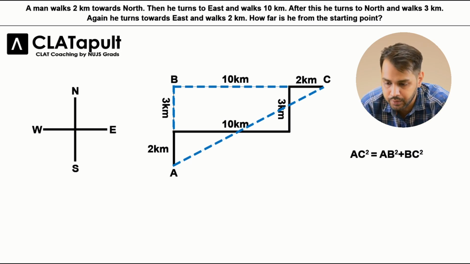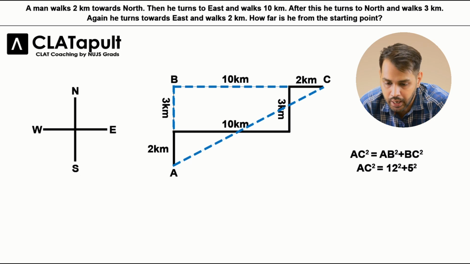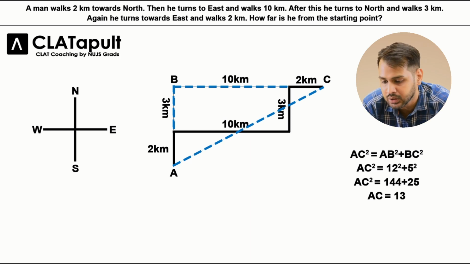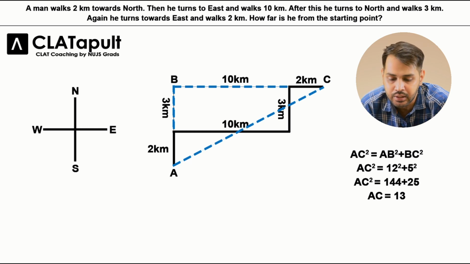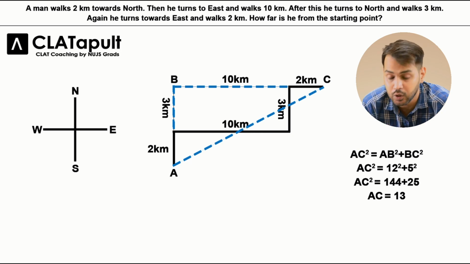Now how do we go about it? We already know that AC is what we need to find out. The distance between A and B is 3 plus 2, which is 5 kilometers. The distance between B and C is 10 plus 2, which is 12 kilometers. These two pieces of information are given to us, so we can easily calculate AC squared. AC squared is equal to 12 squared plus 5 squared, which is 144 plus 25. After that, if we take the root, we find the shortest distance between points A and C is 13 kilometers. That is the solution to your problem, and that's how you go about solving this kind of problem.